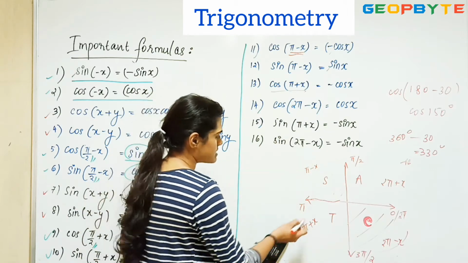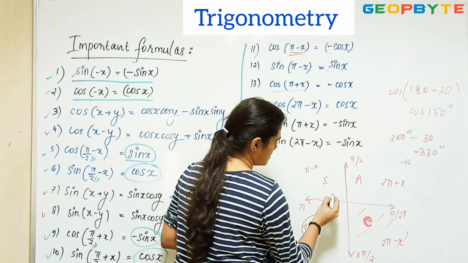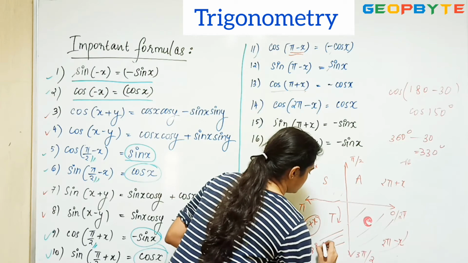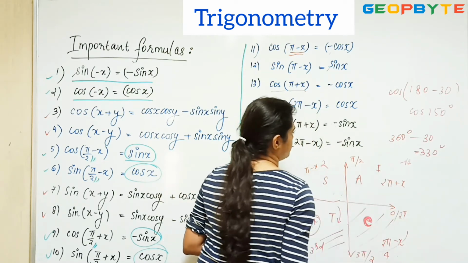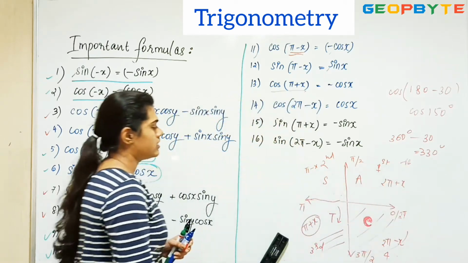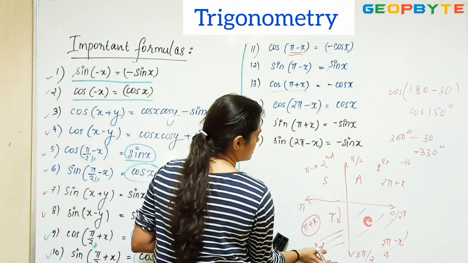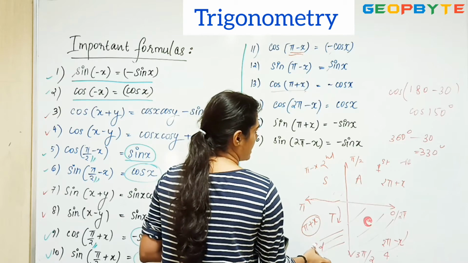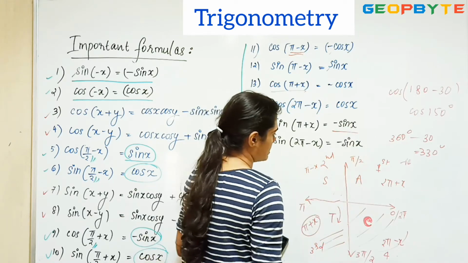Now sine of pi plus x. What is sine of pi plus x? Pi plus x is here, right? It will be in the third quadrant. This is my third quadrant. Fourth, second and first. So what is sine of pi plus x? It's in the third quadrant, but sine is negative in this quadrant. So it is negative.